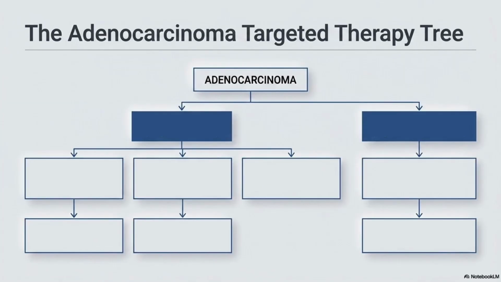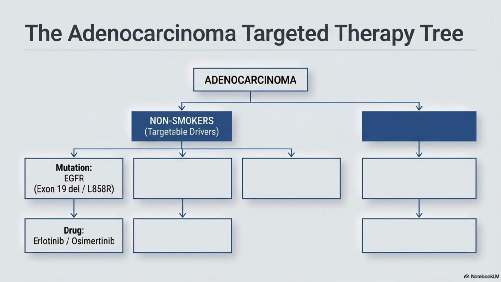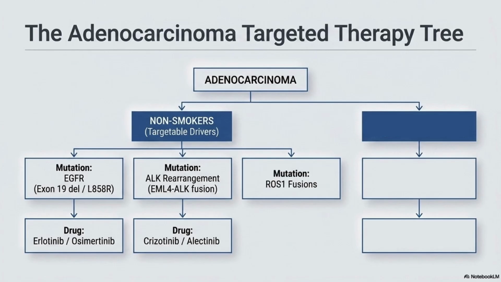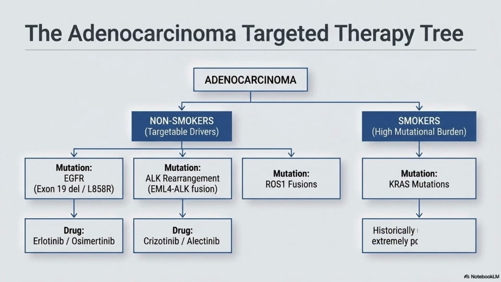Because adenocarcinoma often strikes non-smokers, we have to look at the targeted therapy tree. For non-smokers, the tumors are driven by specific targetable mutations. If you see an EGFR mutation, like an exon 19 deletion or L858R, you target it with erlotinib or osimertinib. If there is an ALK rearrangement, specifically the EML4-ALK fusion, you use crizotinib or alectinib. You also want to look out for ROS1 fusions. Conversely, in smokers, the tumor has a massive mutational burden, often driven by KRAS mutations, which historically have been untargetable and carry an extremely poor prognosis.